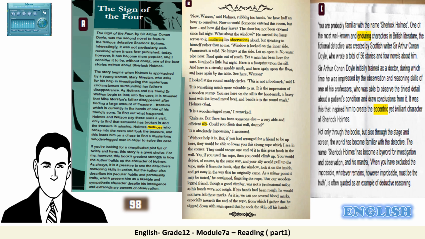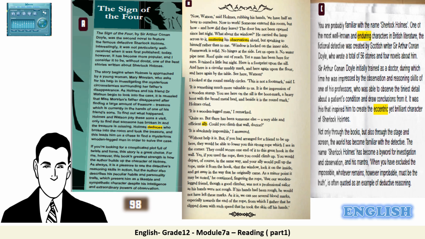A. The Sign of the Four. The Sign of the Four by Sir Arthur Conan Doyle was the second novel to feature the famous detective Sherlock Holmes. Interestingly, it was not particularly well received when it was first published. Today, however, it has become more popular, and I consider it to be, without doubt, one of the best stories written about Sherlock Holmes. The story begins when Holmes is approached by a young woman, Mary Morstan, who asks for his help in investigating the mysterious circumstances surrounding her father's disappearance.